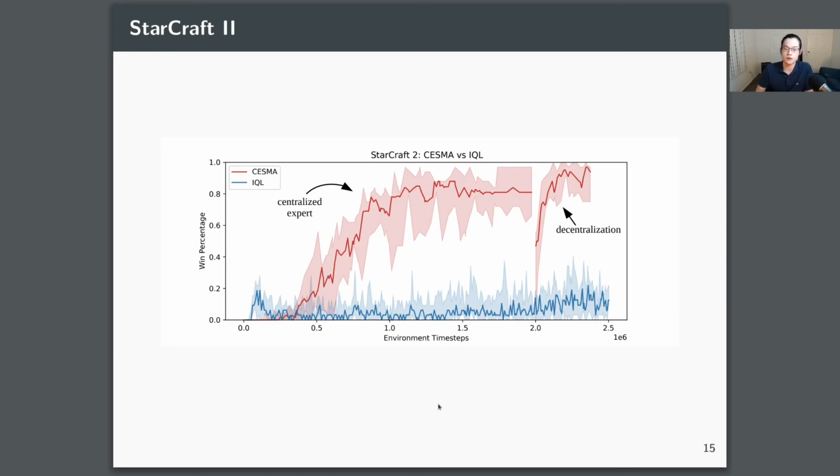Now, if we look at the reward curves, on the left is the win percentage, right? And we see that SESMA is able to achieve a very high win percentage. And we're able to also decentralize this. So it also achieves the same high win percentage, sometimes even reaching 100% win rates. But of course, independent Q-learning suffers and just stays in this low win percentage regime, probably due to the non-stationarity, non-Markovian nature that independent Q-learning suffers from.